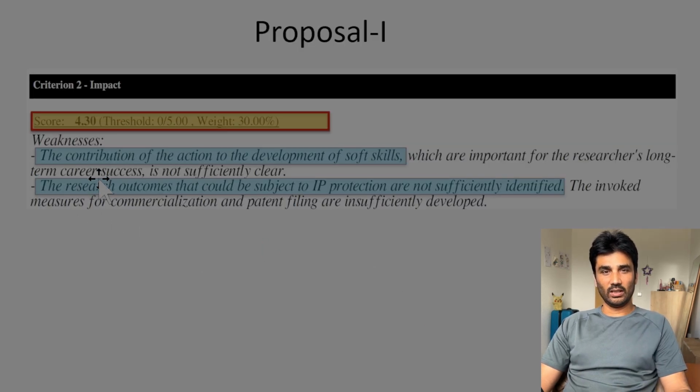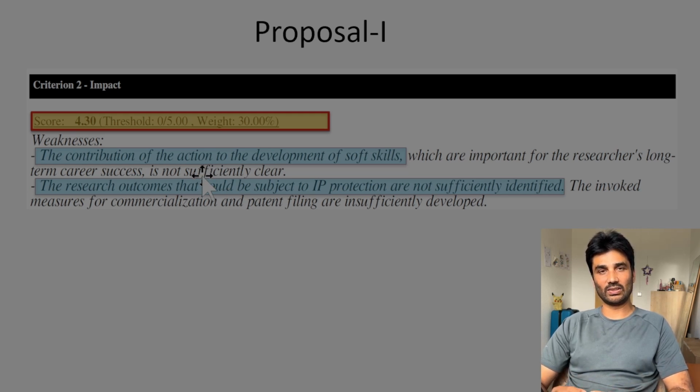For the first proposal, the first weakness was the contribution of the action to the development of soft skills. For example, nowhere in my impact section on the researcher's career development impact did I mention any soft skill that I will achieve, for example, any administrative skills, organizational skills, organizing a workshop, or any other thing. So these were lacking in my proposal. And then there was another point, that the research outcome could be subject of IP protection, like intellectual property protection, and these are not sufficiently identified.